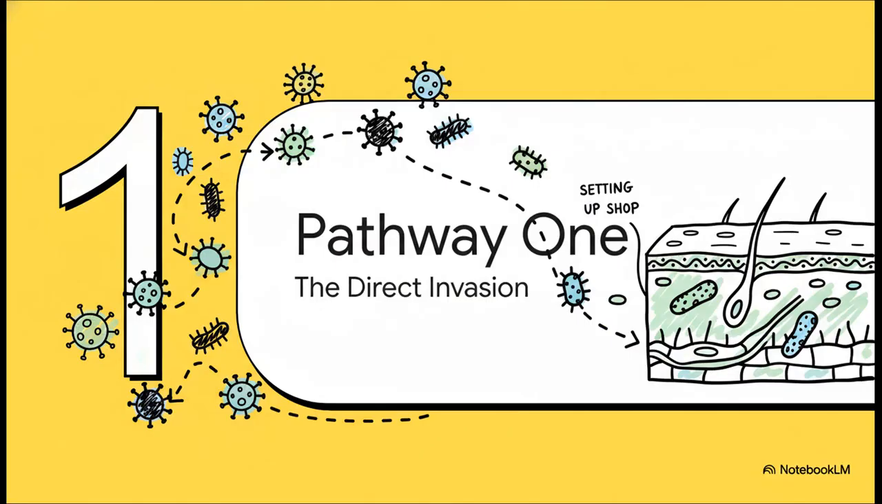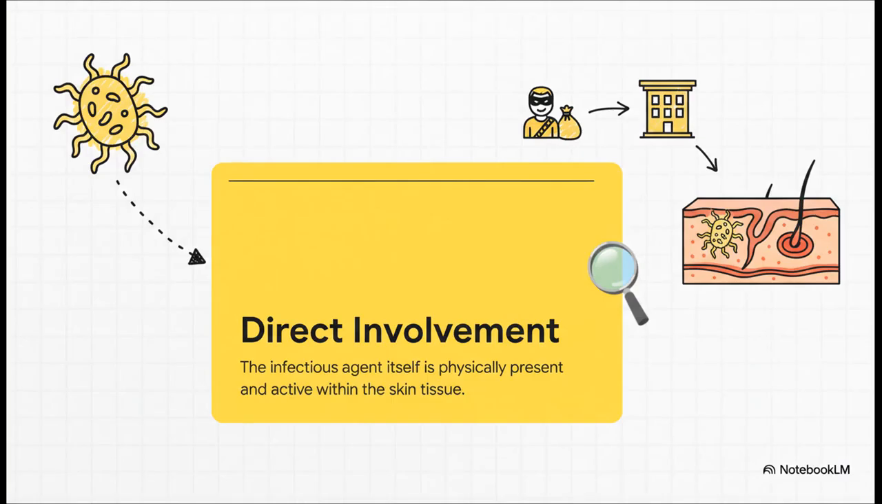All right, pathway 1. This is honestly the most straightforward of the bunch. This is when the actual infectious agent, the virus or the bacteria that's causing the illness, physically travels to the skin and just sets up shop. The technical term for this is direct involvement. A good way to think of it is like a criminal returning to the scene of the crime.